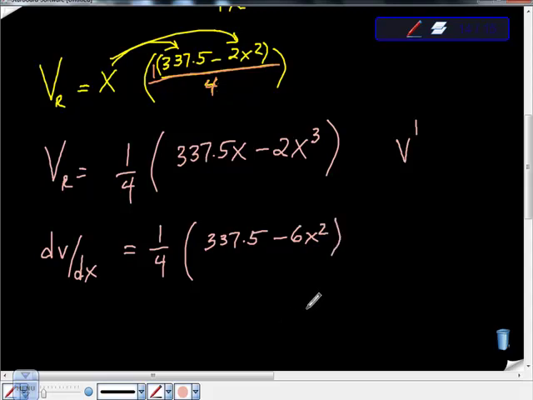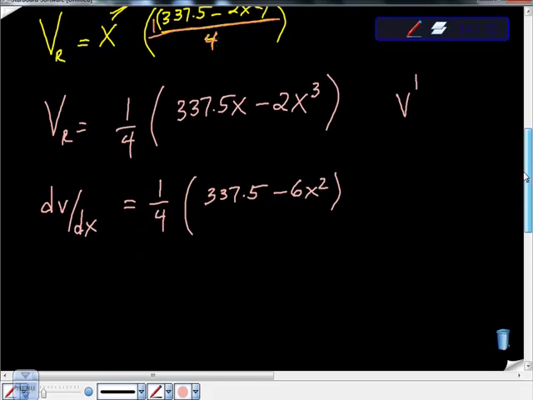6x squared here. So we're going to want to set this thing equal to 0, aren't we? Now we're going to look for our critical values, or critical numbers. A critical value is where a derivative goes to 0. So we want the whole thing equal to 0. We want 1/4 times 337.5 minus 6x squared to equal 0.